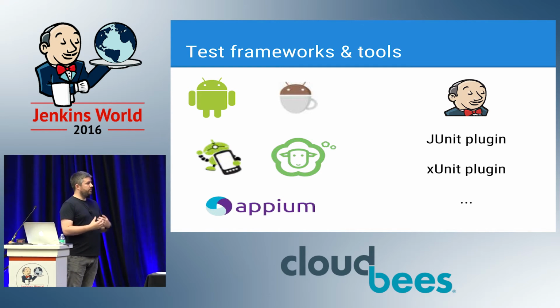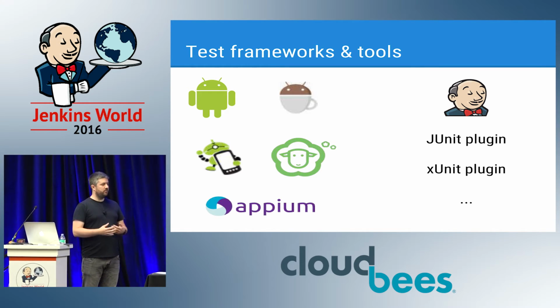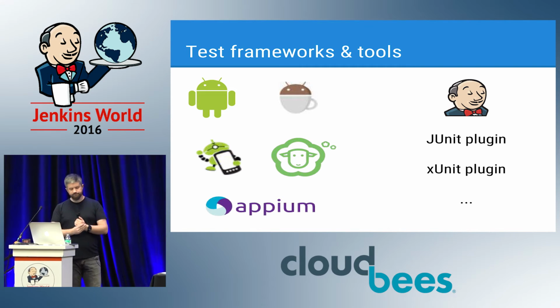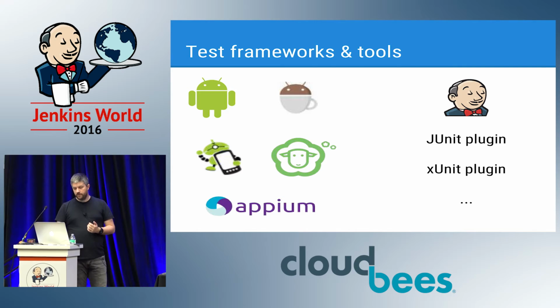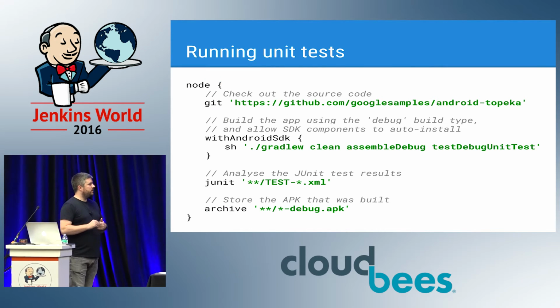So as long as you can output your results, regardless of which test tool you use, as long as you can output in JUnit XML format, then Jenkins can read these in, parse them, show some nice graphs, mark your build as unstable, send out email notifications, whatever.